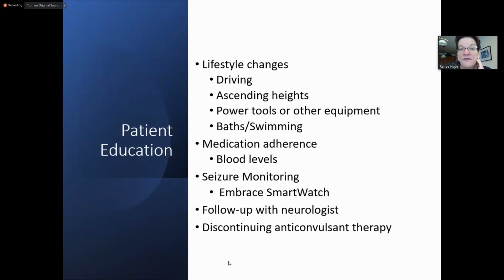Now, what are some of the things that we have to talk to our patients about with their diagnosis of a seizure disorder? Probably the biggest thing is going to be things that are going to affect their safety. Driving is a biggie. In the state of North Carolina, you have to be seizure-free for at least 6 months before you're allowed to drive.